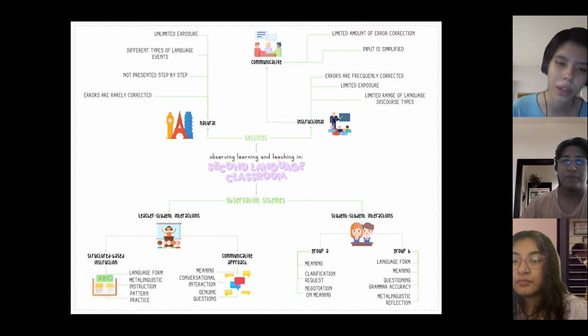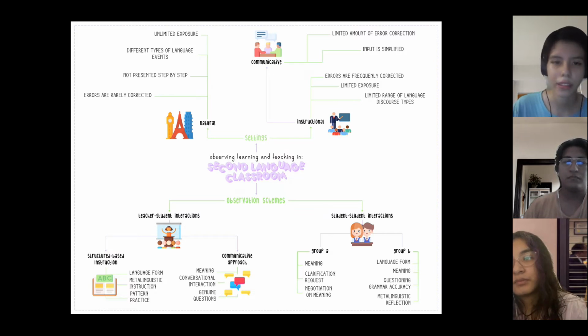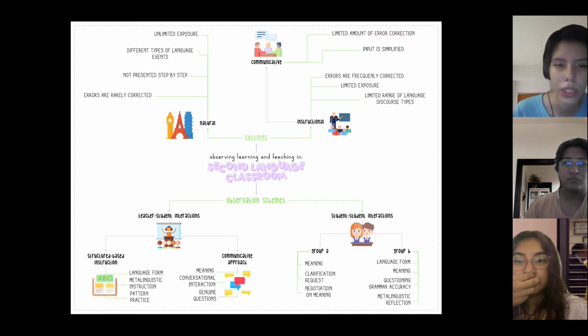For example, I remember that I saw they ask questions to each other for grammar, and then they correct themselves, and they also focus on language form but also on meaning.